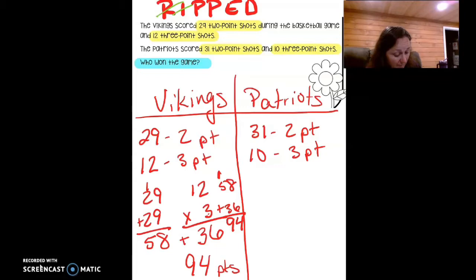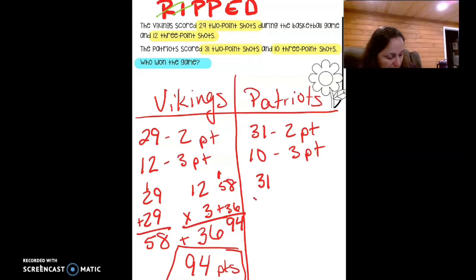And I'm going to label that points, just so I know that's where my answer is over there. Now I've got the other team, Patriots, and I've got 31 2-point shots. So I could say, let's see, 31 plus 31. I could do that in my head. I could say 31 times 2, because that's what times 2 means, 2 groups, right? I added it last time. Let's multiply it this time and do it a little different.